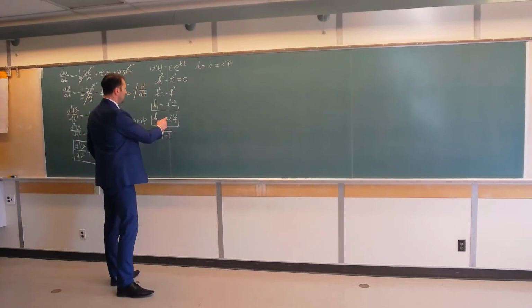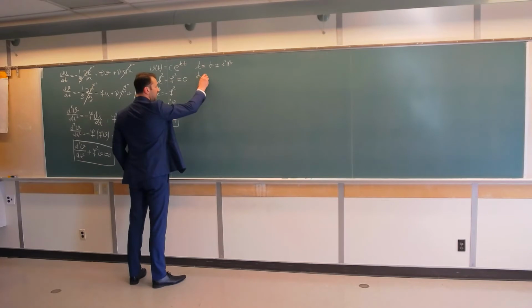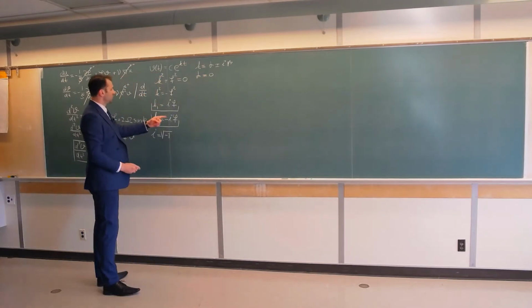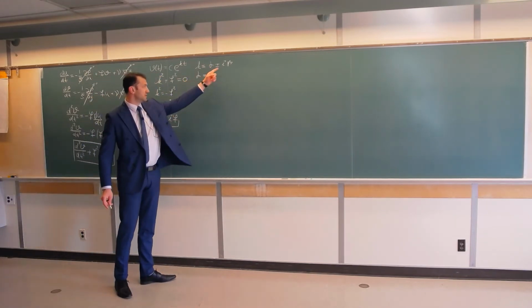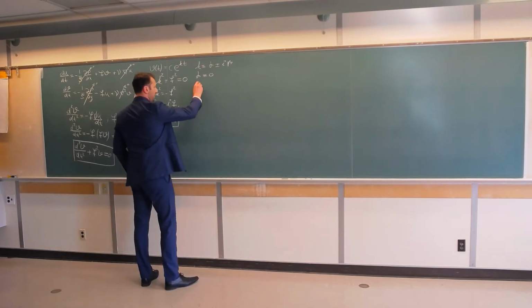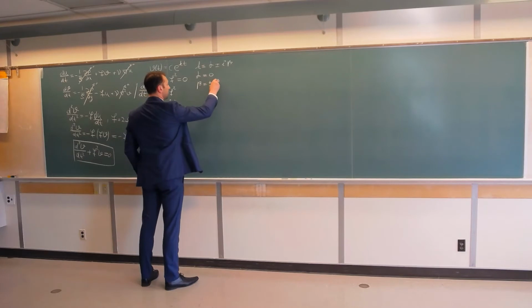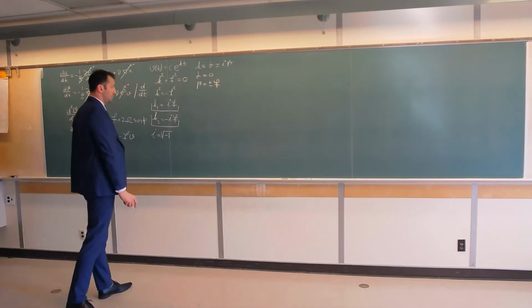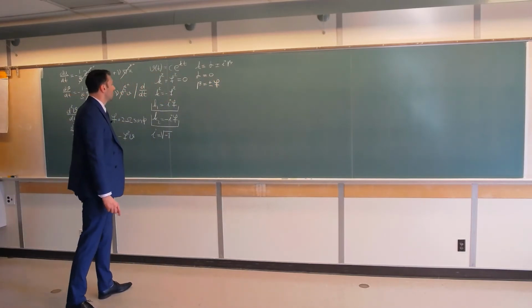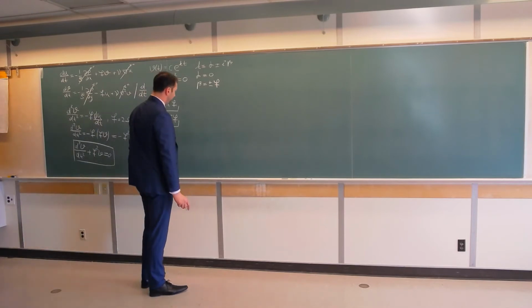And you can see that in our case, alpha is equal to 0, because we only have the imaginary part of this number, and beta is equal to plus minus f.